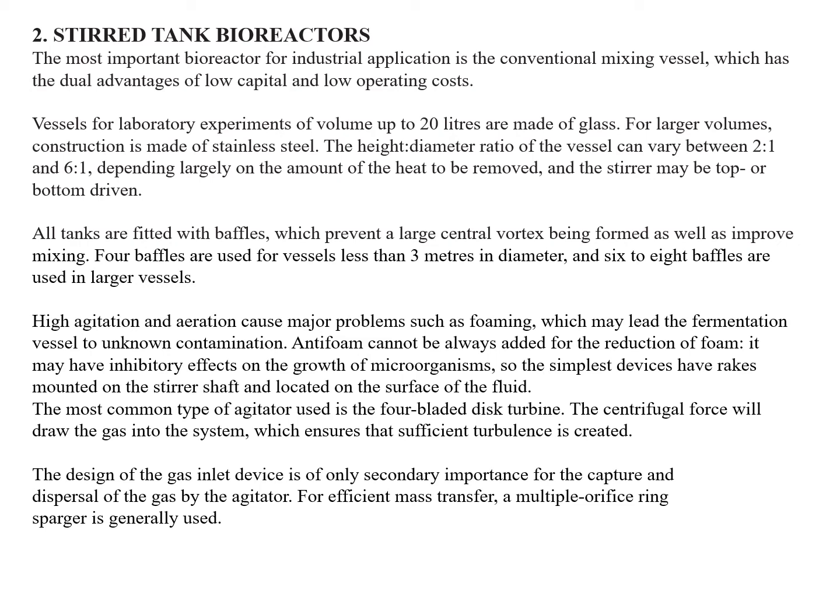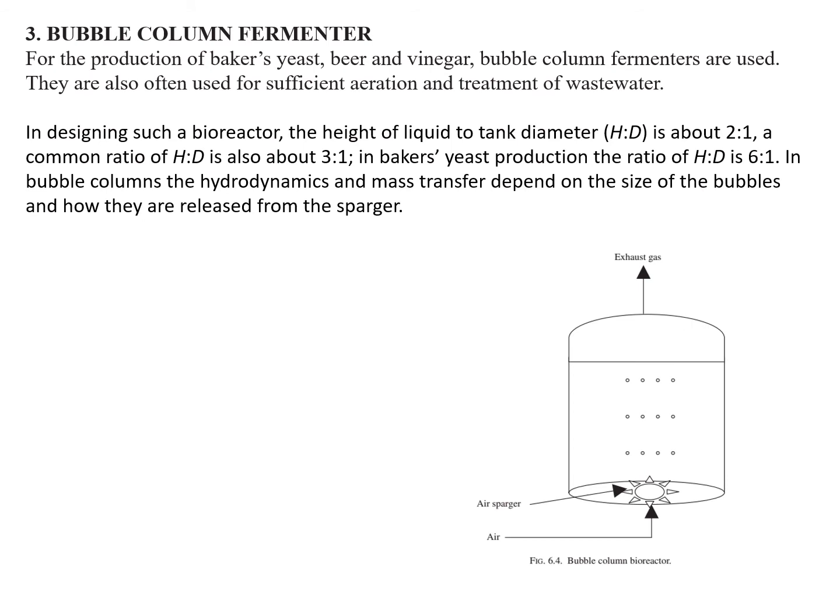So this is stirred tank bioreactor, and this is an example. We already had an example, and this is the next type, bubble column fermenter. Bubble column means through the sparger, maybe we can pass a mild flow, without much pressure, we can pass the air from the bottom. So this air sparger will form minute bubbles, and these will go to the top.